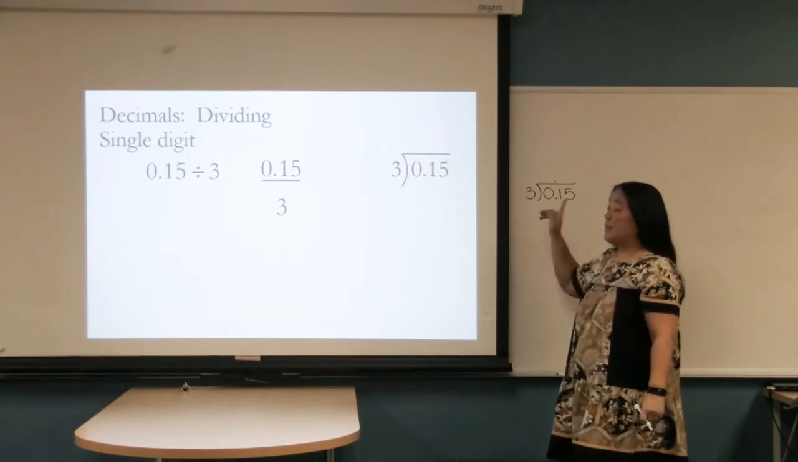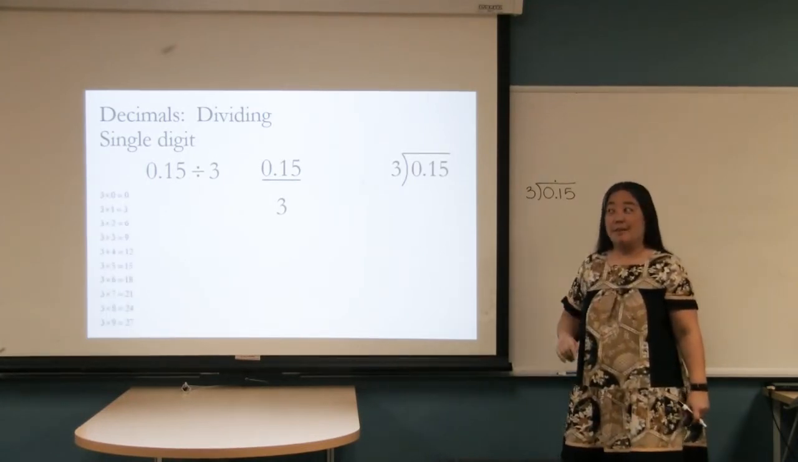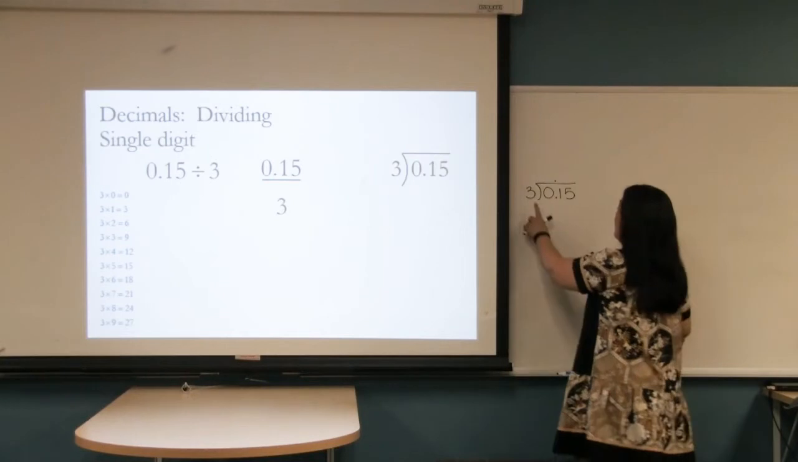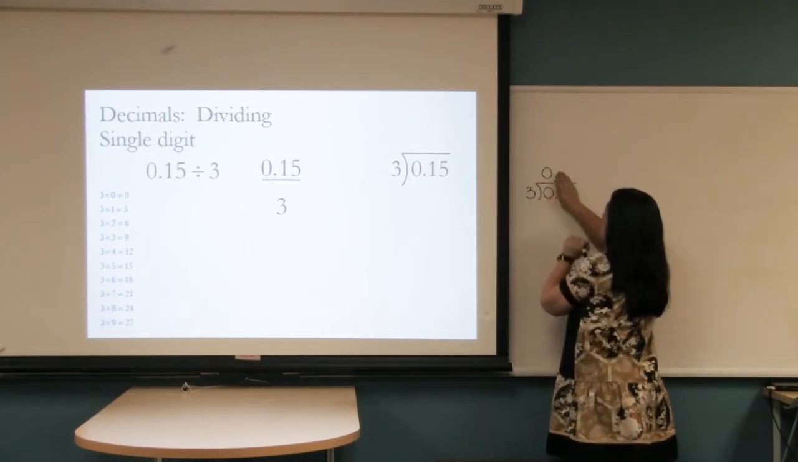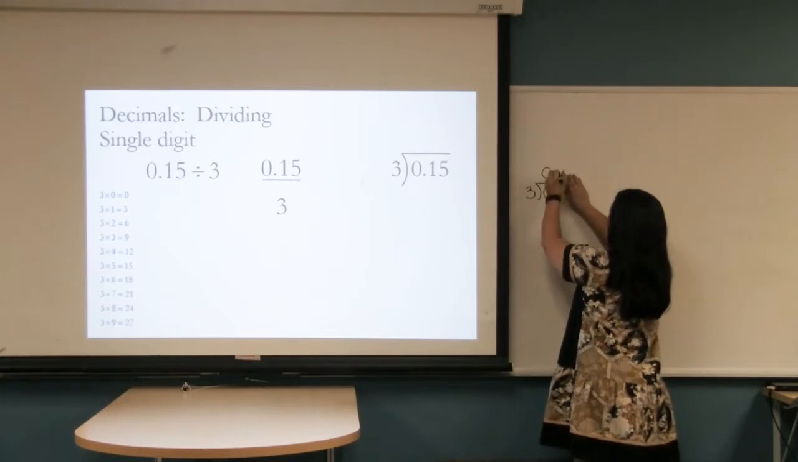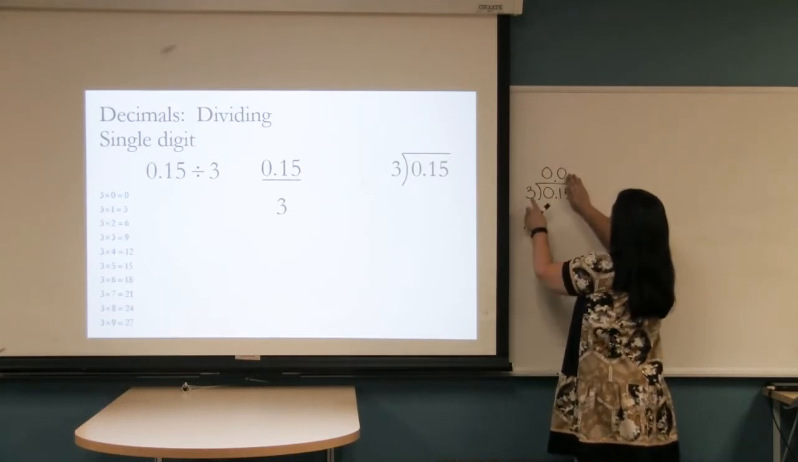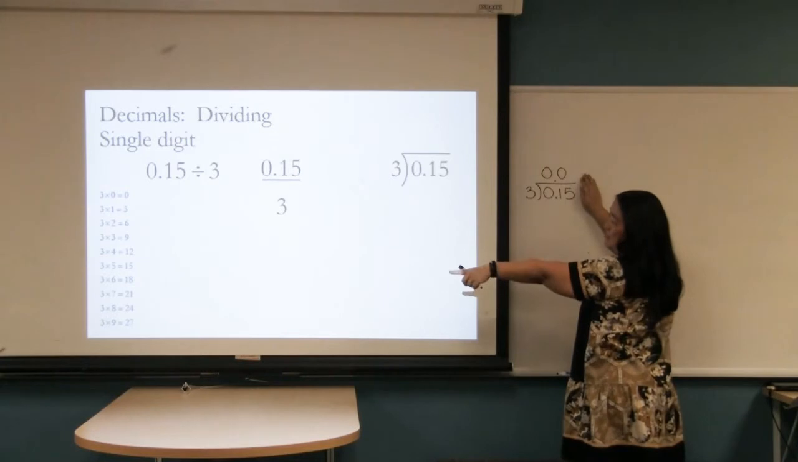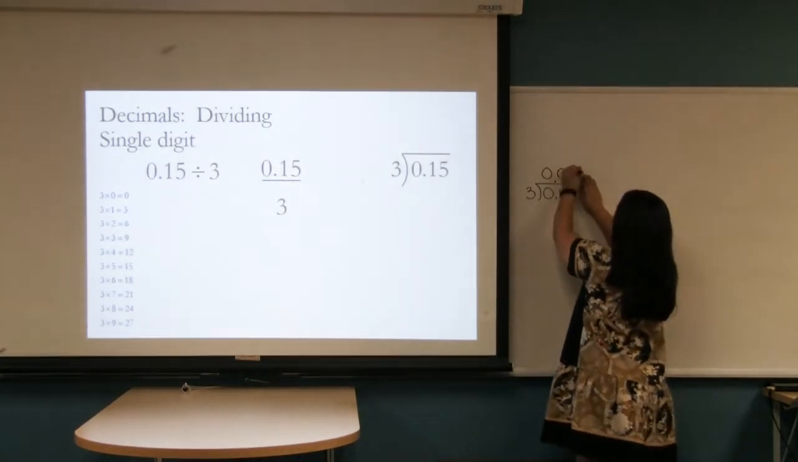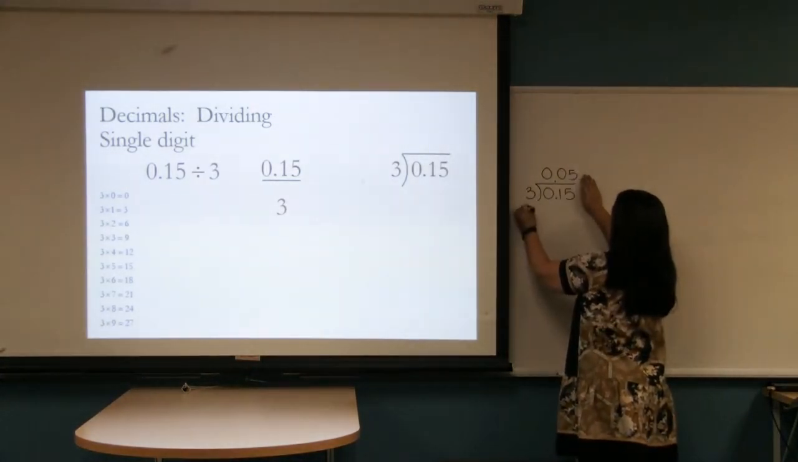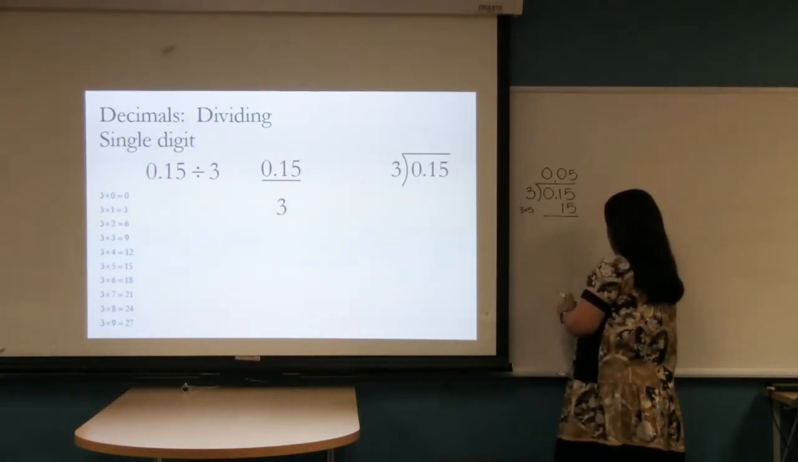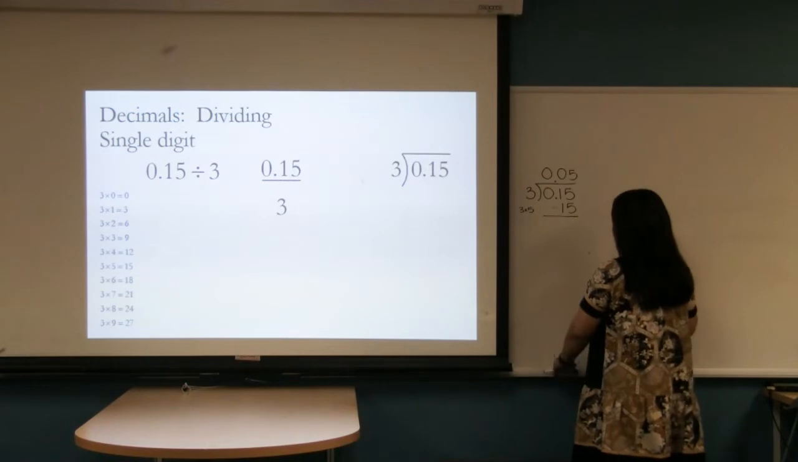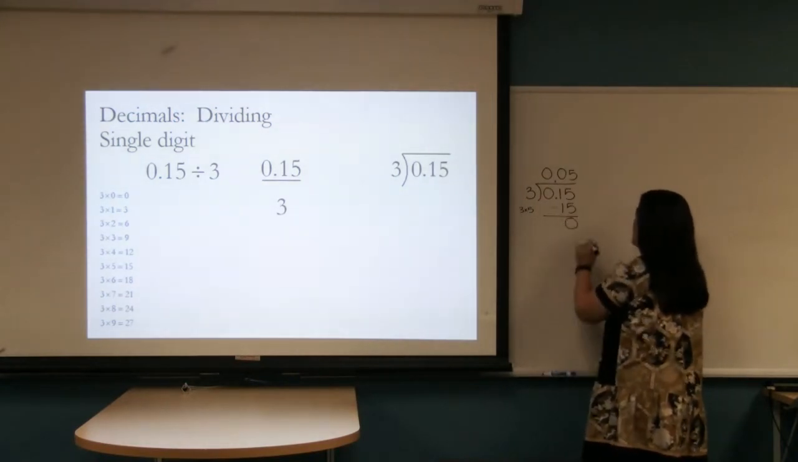Now, we're dividing by 3, so keep in mind that 3 times table. 3 does not go into 0, so we can put a 0 over here. 3 doesn't go into 1, so we put a 0 here. 3 goes into 15 beautifully by multiplying by 5, and 3 times 5 is 15. We subtract, and we get a remainder of 0.